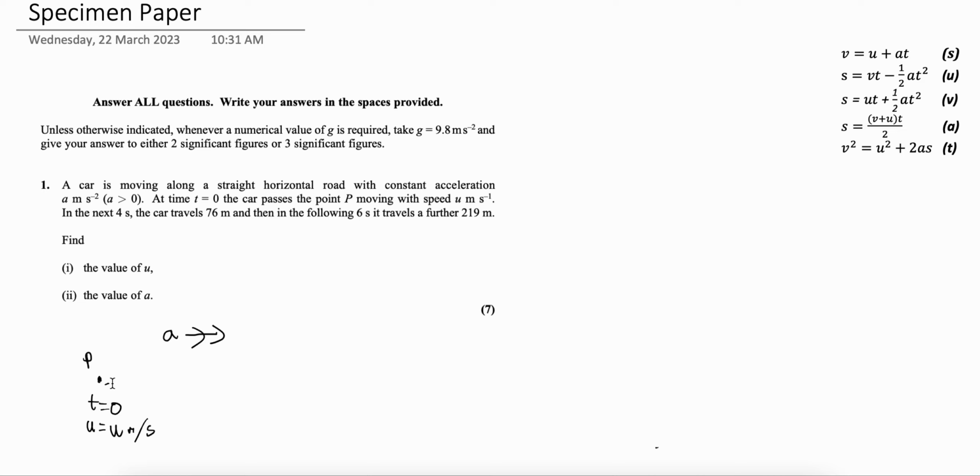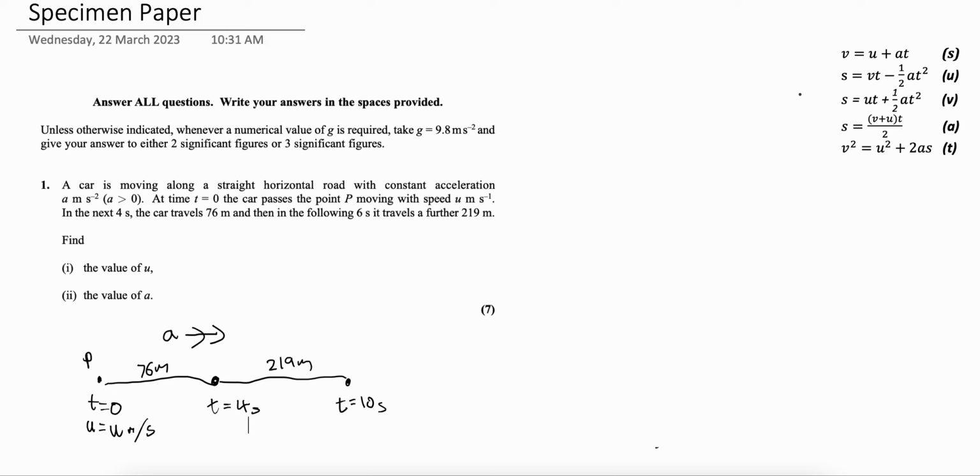After 4 seconds, so a point further down, we have t equals 4. We have travelled a distance of 76 meters. After, now this is key, after a further 219 meters, so that we're going to have to add that on. So 219 meters. It takes another 6 seconds. That means our t at this point isn't 6. This might be a common mistake. It's actually 10 seconds.